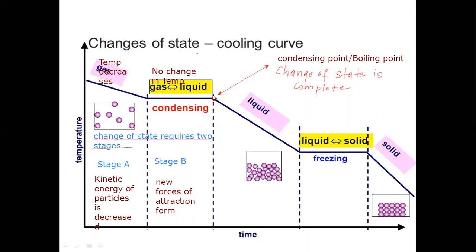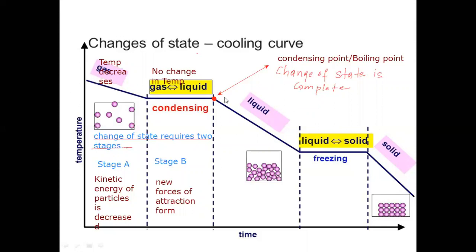However, when we get to the end of this line at this point, this is where the complete change of state has occurred. In this case, because we're cooling down from a gas to a liquid, it is known as the condensation point. Or if we were coming up the other way, it would have been considered a boiling point as well. So at this point, we only now have a liquid. We have completely changed from a gas to a liquid.